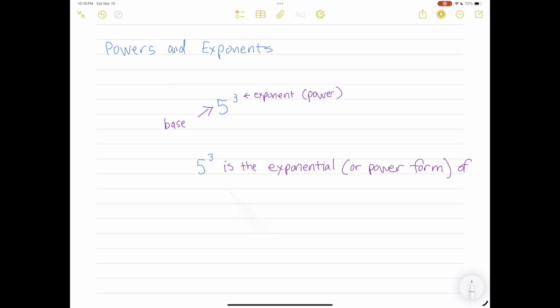Powers and exponents. In the expression 5 to the third power, 3 is called the exponent, or power of 5. 5 is called the base. 5 to the third power is the exponential or power form of 5 times 5 times 5. The exponent 3 in the expression 5 to the third power means that there are 3 repeated factors of 5.